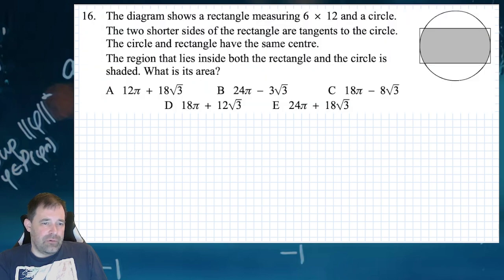Now we're on the hard one, so we're on question 16 now. Right, okay, so finish the coffee.